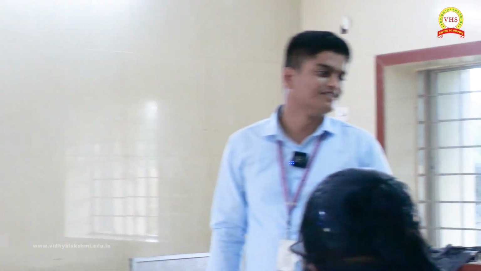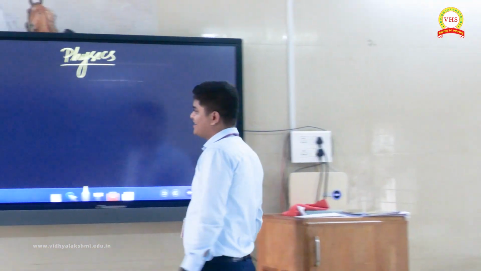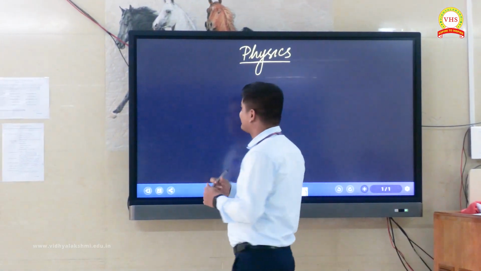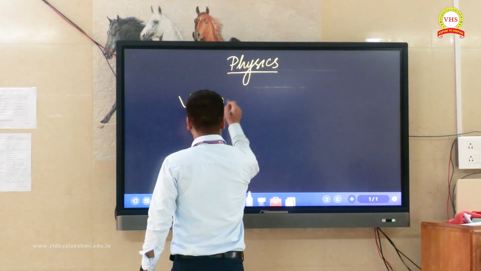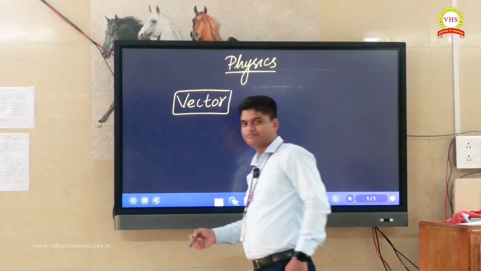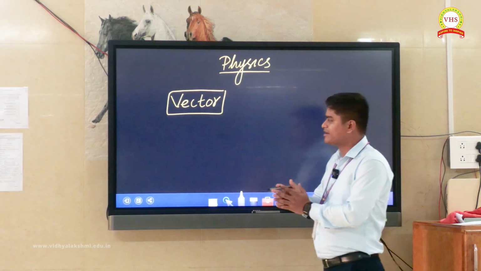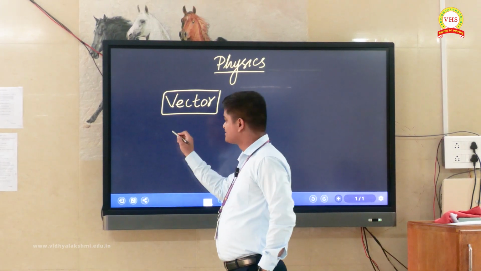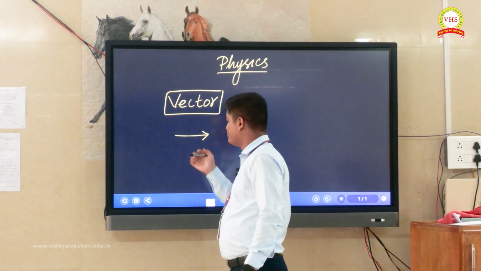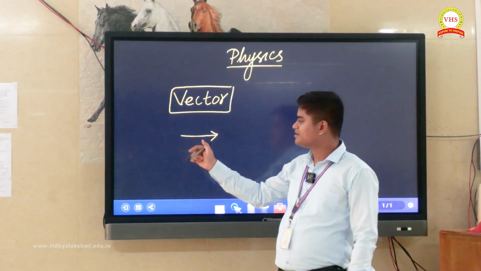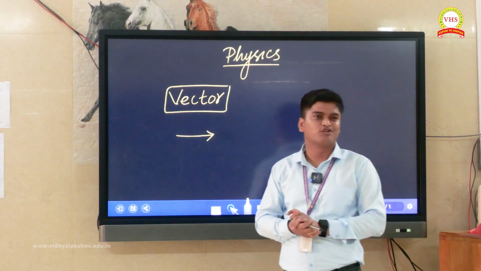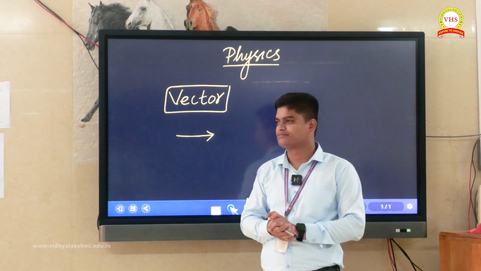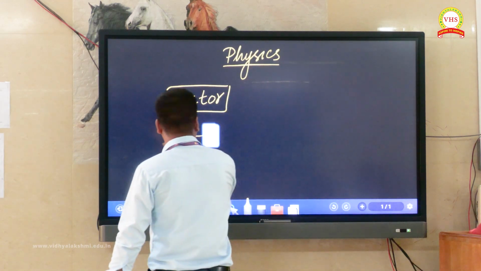Okay. So today we are going to start a new topic. What is that? The topic name is vector. What is the topic name? Vector. Okay, vector. So what is this vector actually? Now in pen and paper, one vector will be represented like this. So one tail will be there, one head will be there, one arrow mark. Like one arrow mark will be represented in pen and paper, one vector. So what is the exact meaning of vector?